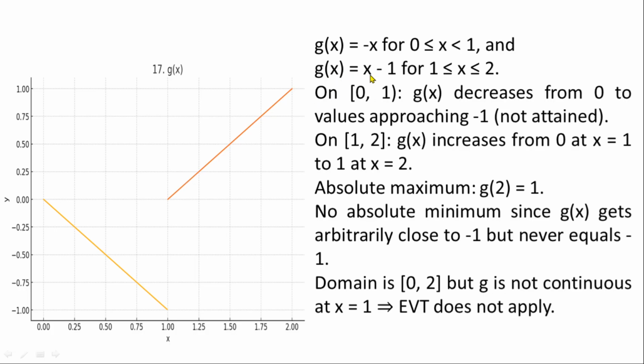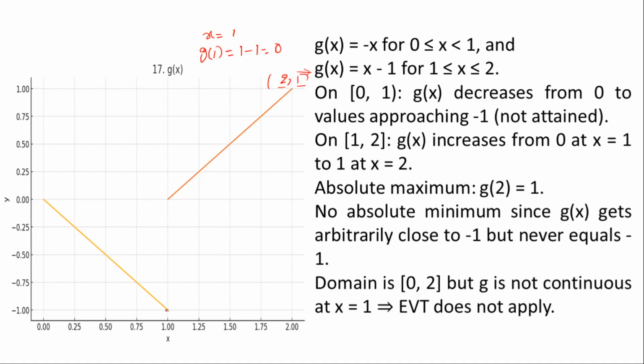Then g of x equals x minus 1 for 1 less than or equal to x less than or equal to 2. When x equals 1, g of 1 equals 1 minus 1, that equals 0. So at x equal to 1, y is 0. And when x equals 2, y is 2 minus 1, that is 1. Here the absolute maximum is g of 2 equals 1. That is, x equal to 2 and y is 1. That is the absolute maximum.